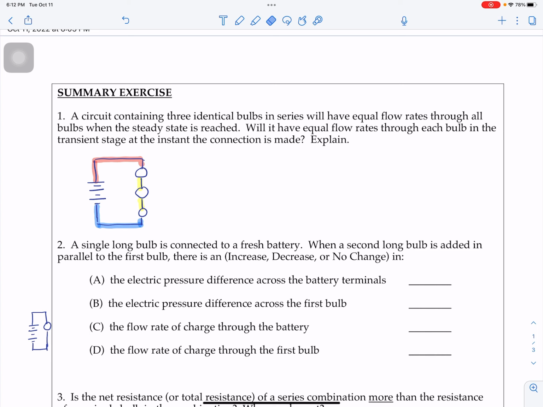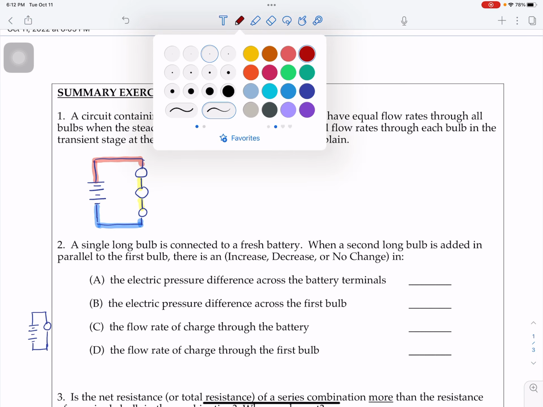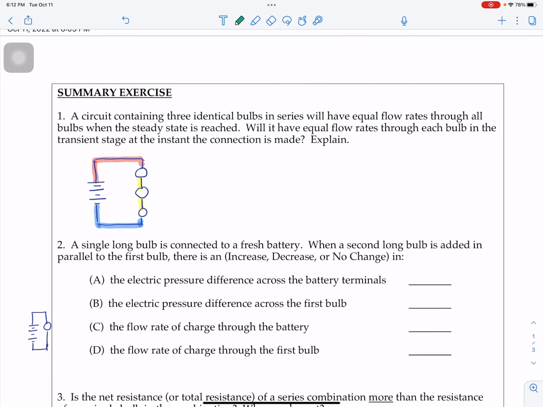All right, so a circuit containing 3 identical bulbs in series will have equal flow rates through all bulbs when the steady state is reached. Will it have equal flow rates through each bulb in the transient stage at the instant connection is made? And the answer to this is no. Initially, there is no pressure difference across the middle bulb.